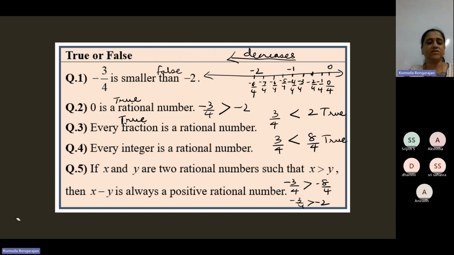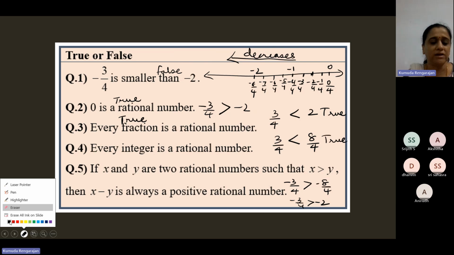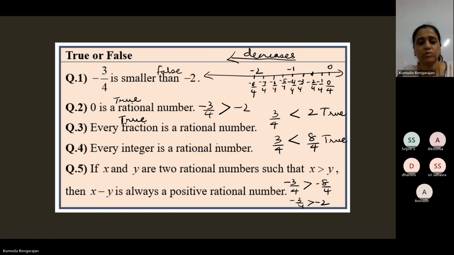So every integer is a rational number because every number can be written. Every number, whether it is a whole number, a natural number, or an integer, can be written in the P by Q form. If there is no denominator, you can take the denominator as 1. So every integer is a rational number is true. If you consider the integer 3, 3 is 3 by 1. Integer by integer, P by Q form, rational number.